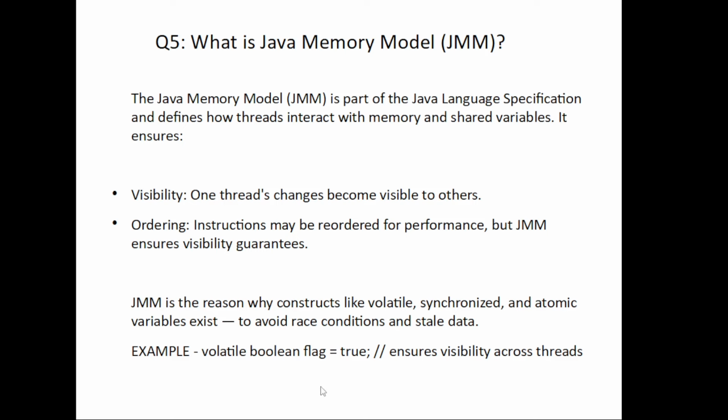Here's a basic example. Here the volatile keyword tells the JVM that hey, don't cache this variable, always read its latest value from main memory. So if thread A changes flag to false, then thread B will immediately see that change. So there is no delay. So without JMM rules, thread could work with stale or inconsistent data.